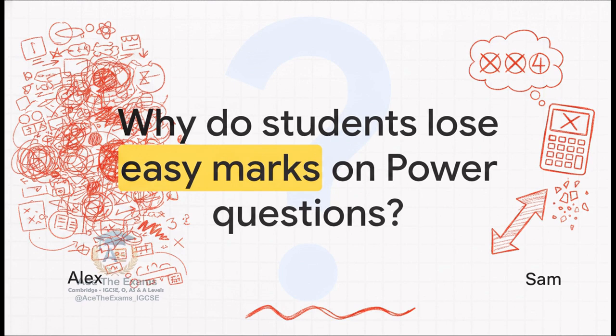Then, on the flip side, you have Sam. Sam is the rusher. Sam completely misses the command word requirements, quickly punches some numbers into a calculator, and just jots down 500 watts with absolutely zero working out. You can probably guess what happens next. Both of these approaches totally miss the mark. You see the red pen all over their papers. Why? Because they lack a systematic approach to decoding what the examiner is actually asking for.